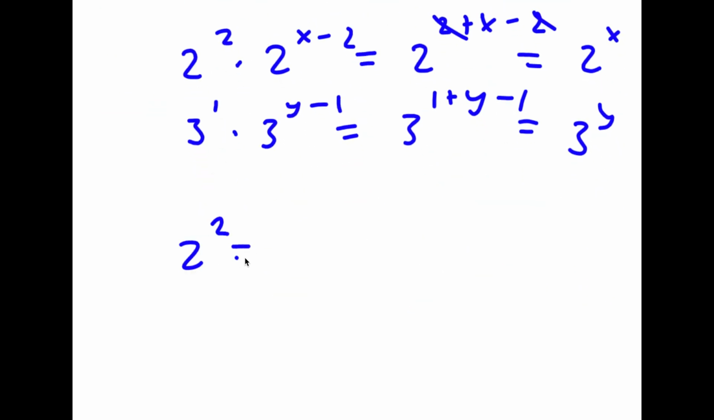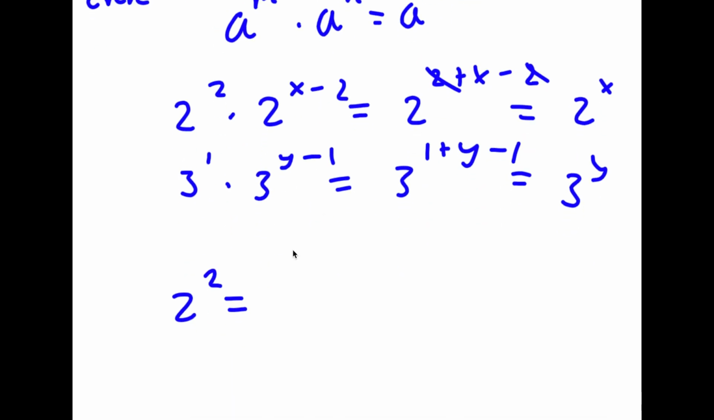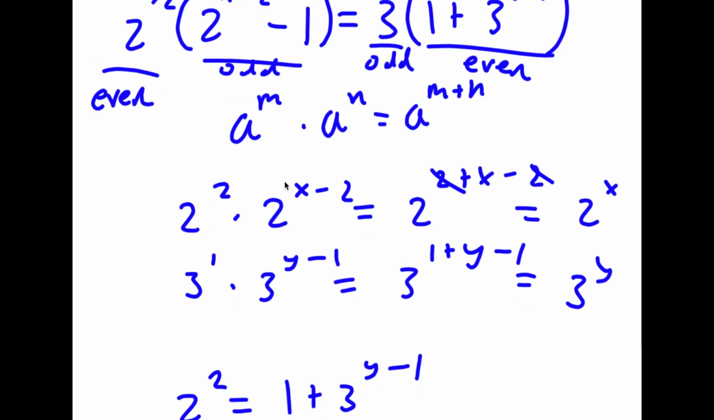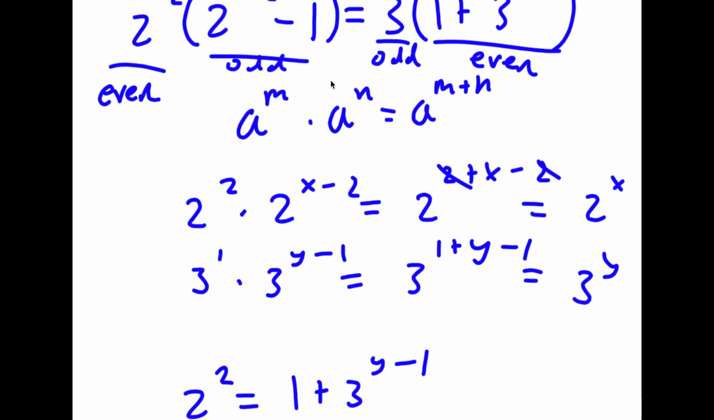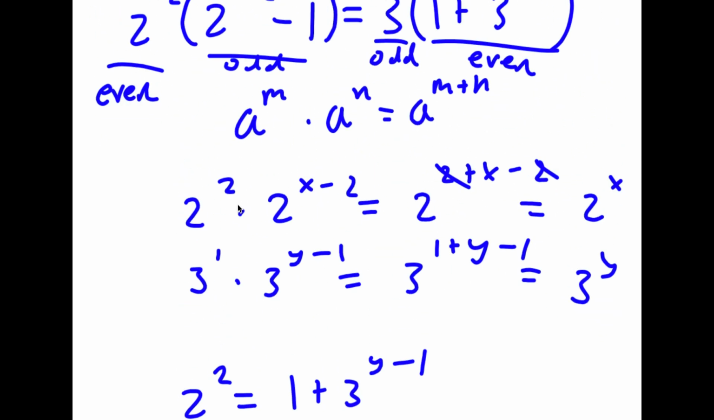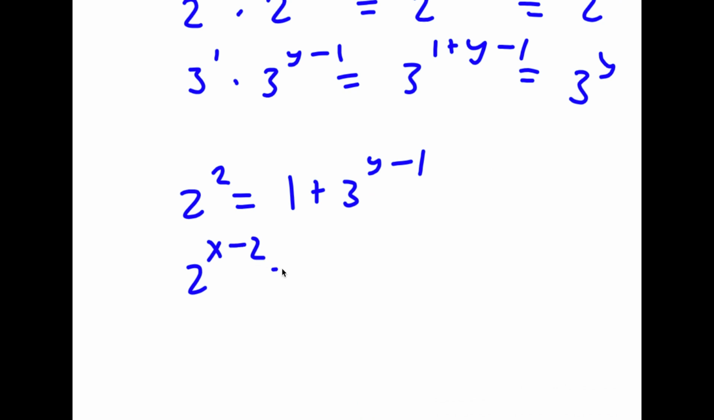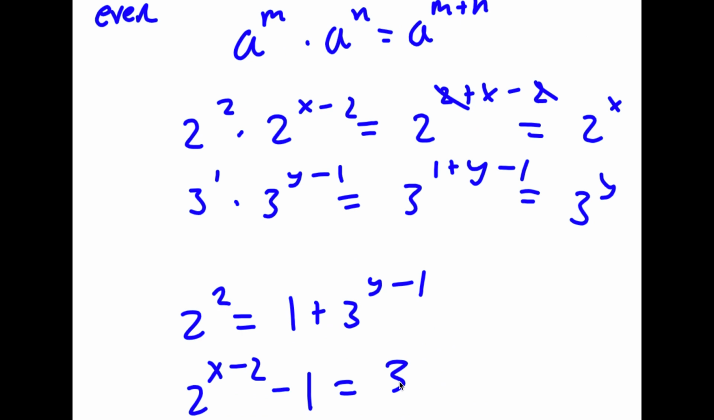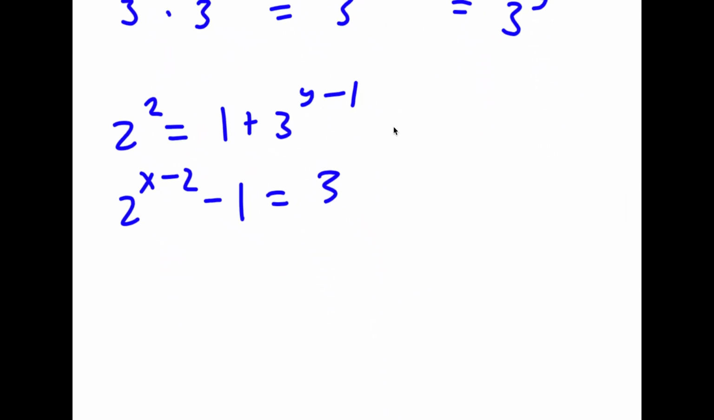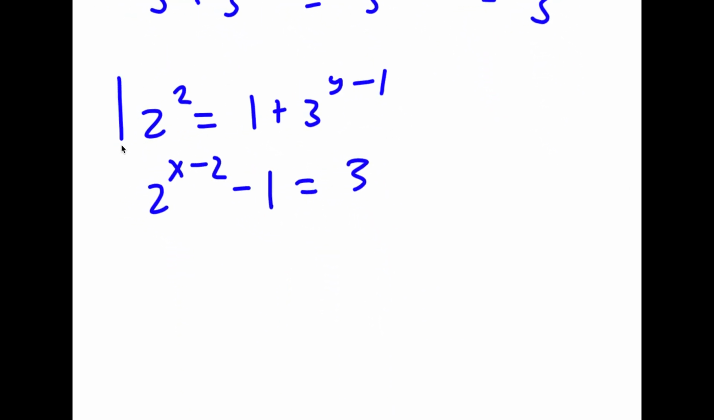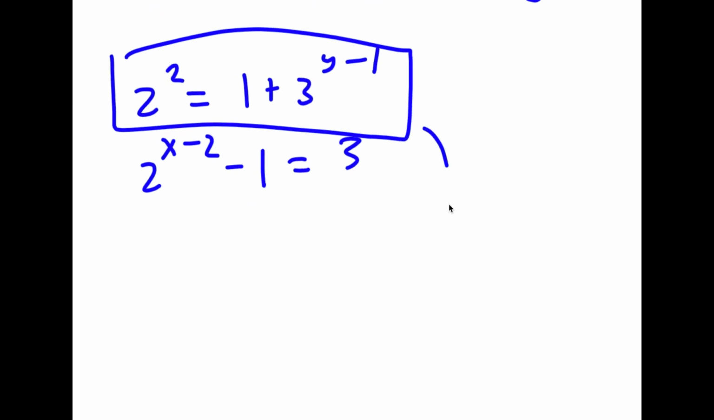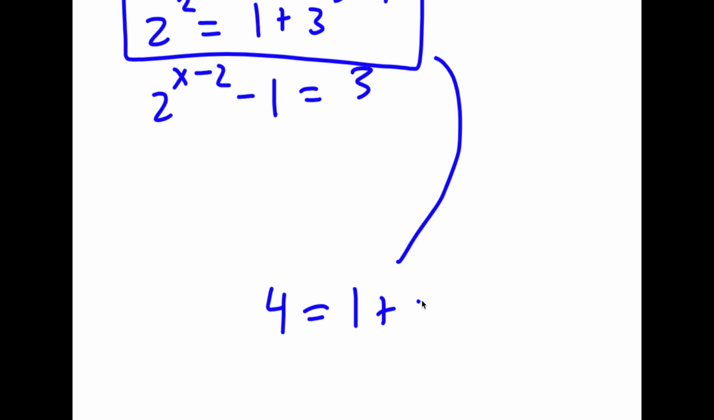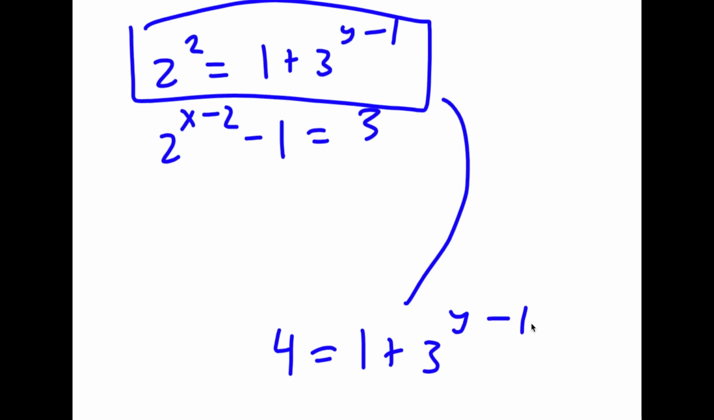So I have 2 squared is equal to 1 plus 3 to the power of y minus 1, and I also have 2 to the power of x minus 2 minus 1 is equal to 3. So these are my two equations. So let's first go ahead and solve this first one. So I have 2 squared, which is the same thing as 4. So I have 4 is equal to 1 plus 3 to the power of y minus 1.